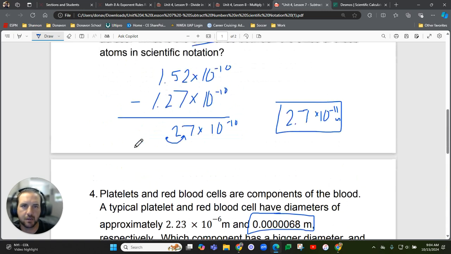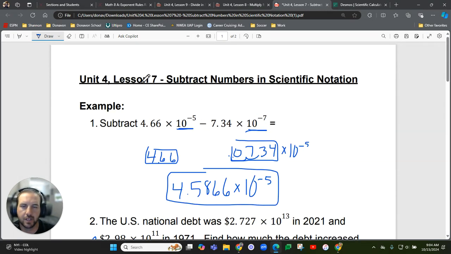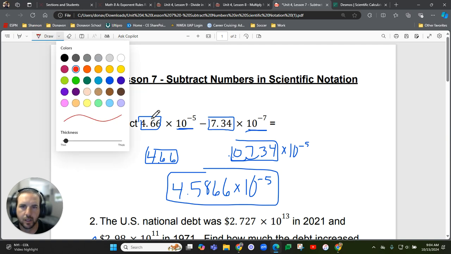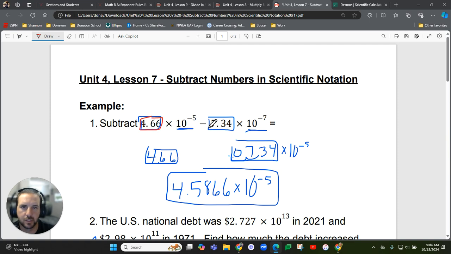So that is it for lesson 7. Again, to add or subtract numbers in scientific notation, the first step we always have to do is convert them both so that they are in the same power of 10. And then we can add or subtract the coefficients from there. So again, the coefficients are the numbers that are out in front of the power of 10. So this would be a coefficient, and this would be a coefficient.